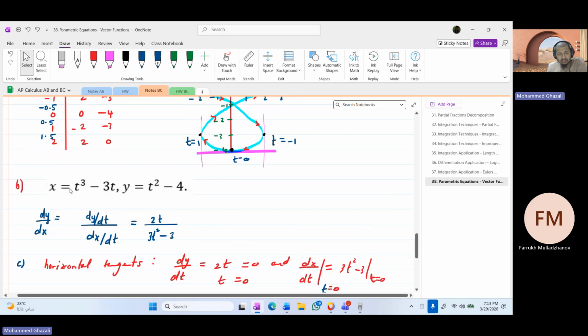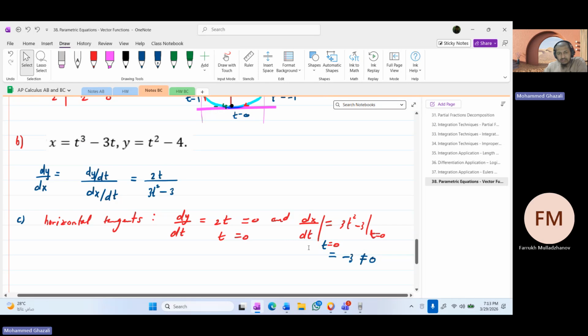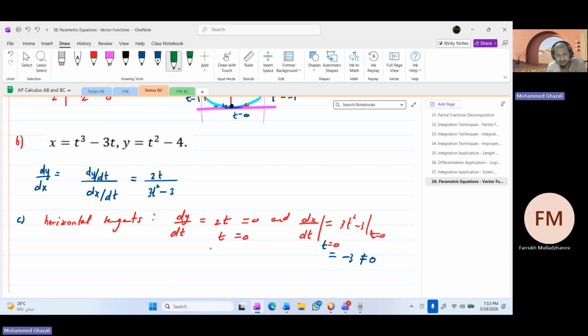Now, if you put t equals 0 in x and y, you should get 0 and negative 4. So where's the horizontal tangent? At 0 and negative 4. X and y coordinates, okay?